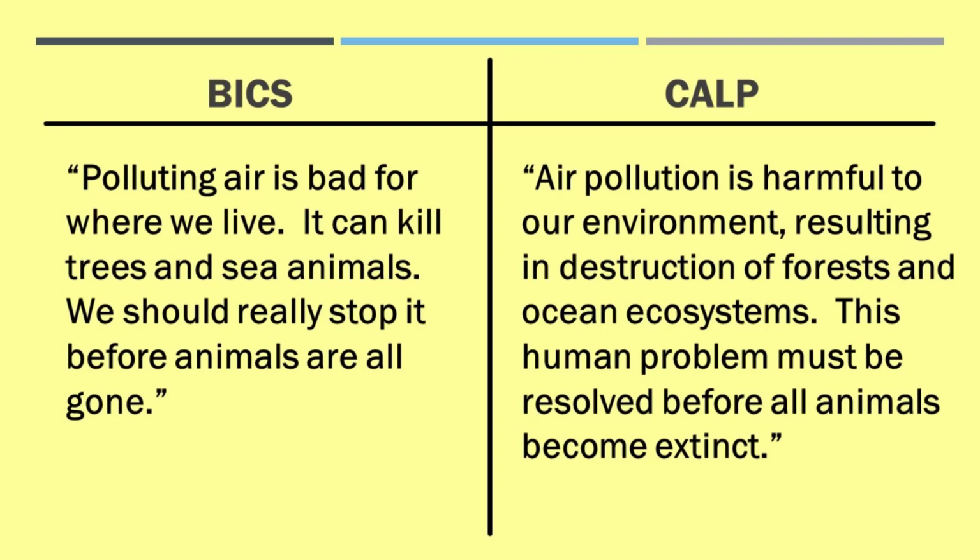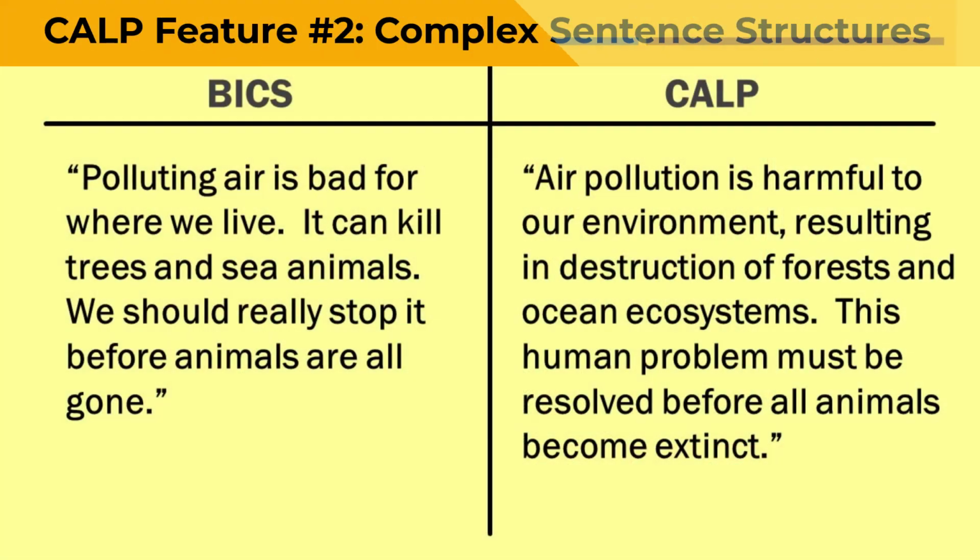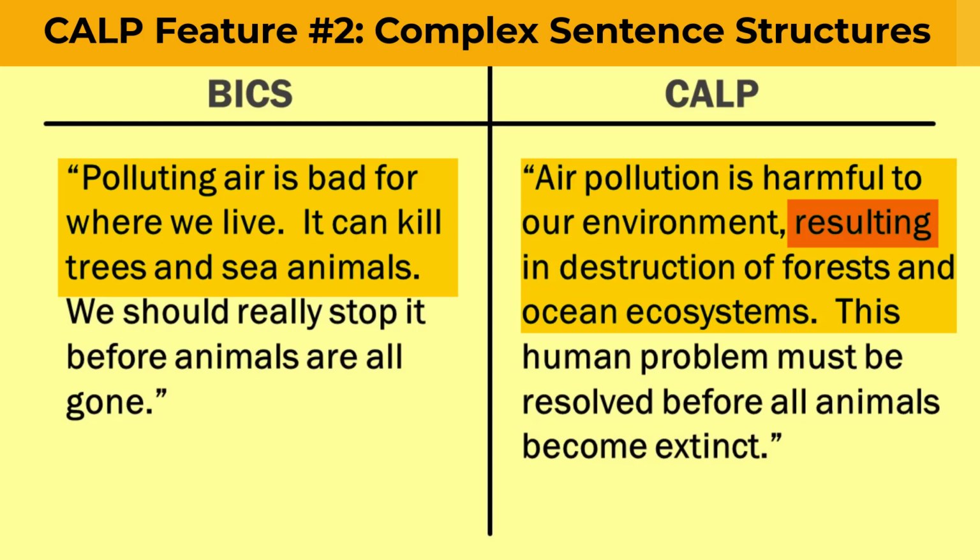Another language element of CALP is complex sentence structures. Instead of using two simple sentences, "Polluting air is bad where we live. It can kill trees and sea animals," in CALP, these are combined with the present participle clause: "Air pollution is harmful to our environment, resulting in destruction of forests and ocean ecosystems."